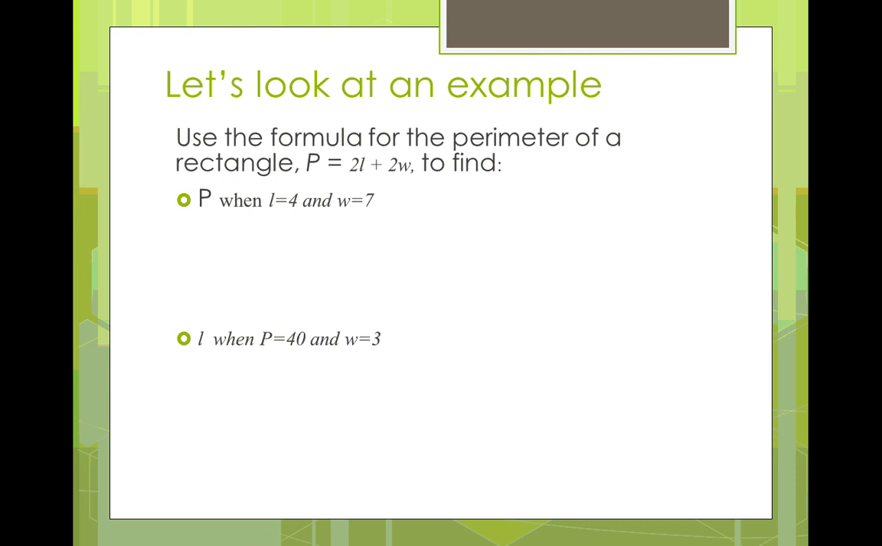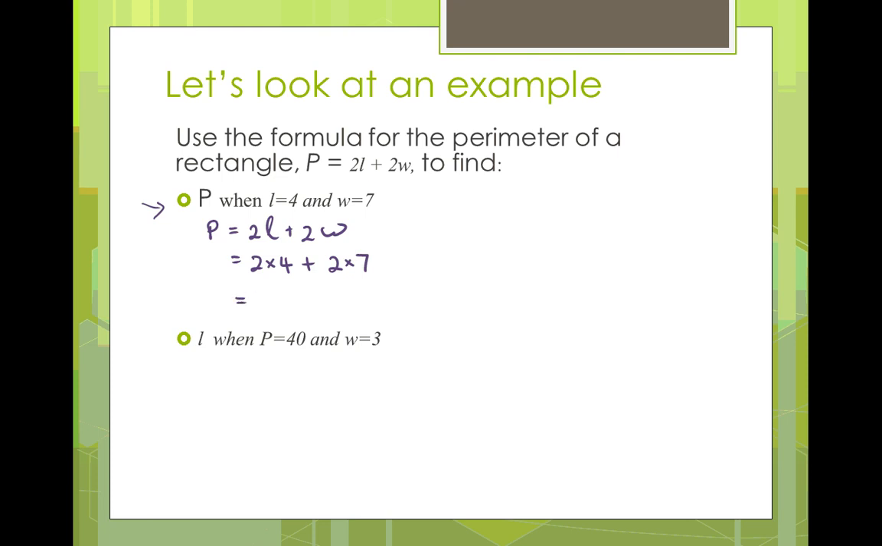Alright, we're going to look at an example, a nice short and easy one today. We're going to use the formula for the perimeter of a rectangle, which we already know is P equals 2 times the length plus 2 times the W, to find a couple of different things. So our first one here, we're going to use it to find P when L equals 4 and W equals 7. So your first task is to write down the rule, and then your second task is to substitute in all of the values that you do know. In this case, we know the length is 4, so 2L means 2 times 4, and we know the width is 7, so 2 times W will be 2 times 7.